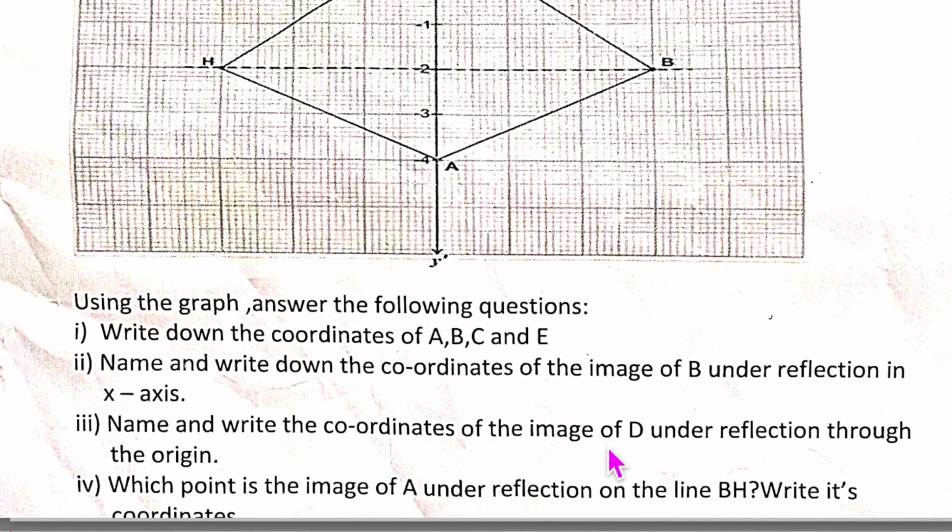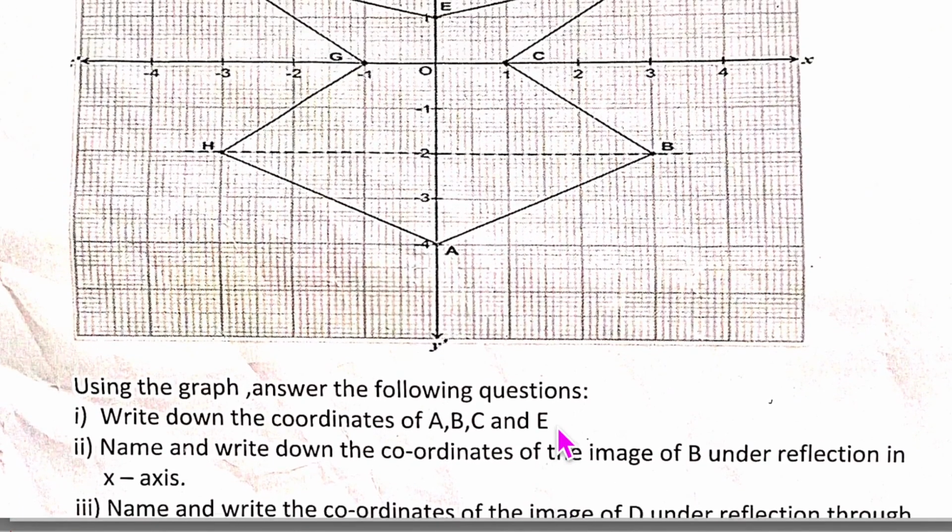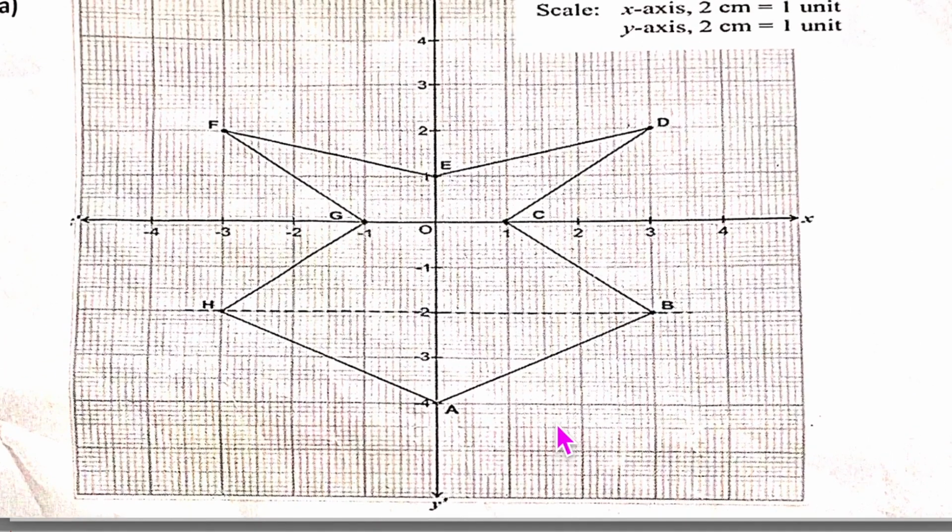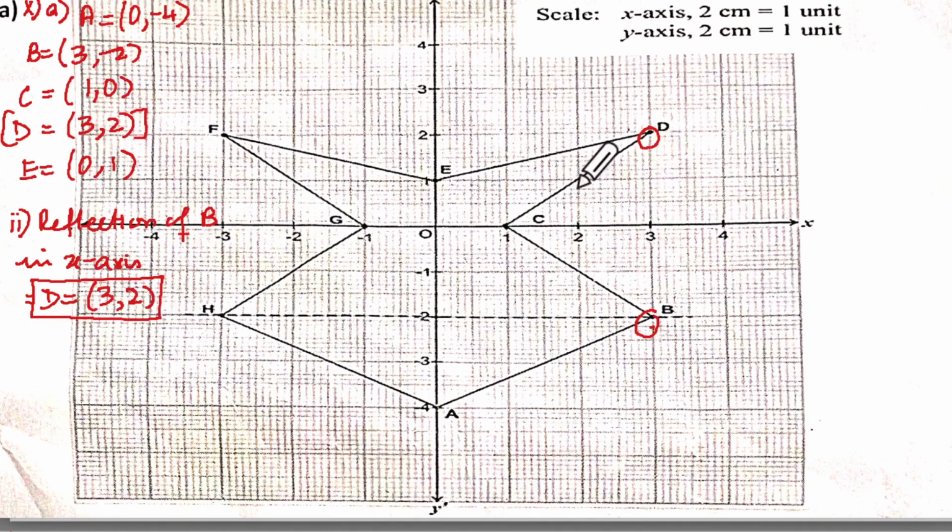Name and write the coordinates of the image of D under reflection through the origin. So the third part. What is D? 3 comma 2, and they are saying reflection in the origin, so it will go this way. It will have to be minus 3 comma minus 2, correct? Where is minus 3 comma minus 2? It is here, correct or no? So did they say write D dash or something?